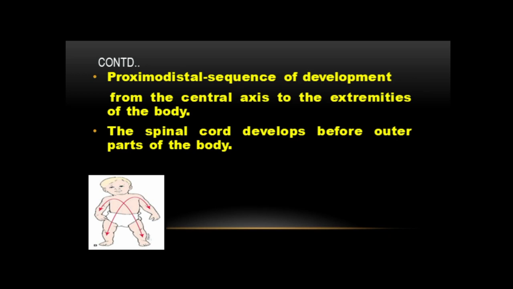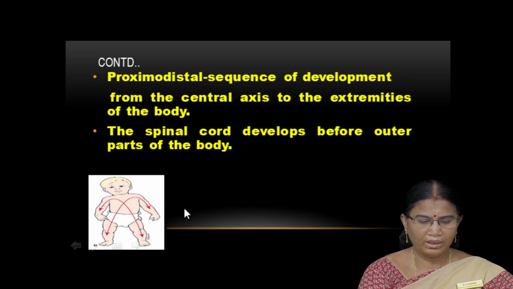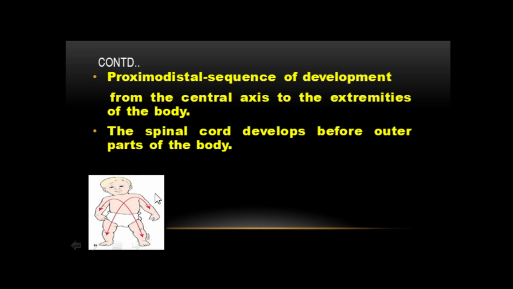The next one is proximodistal. That is the sequence of development from the central axis to the extremities of the body. That is from the trunk region to the extremities. The spinal cord, that is the trunk region, develops first, then only the outer parts develop. Actually the child gets control at the trunk region first, then the upper arms, lower arms, then only the fingers and toes. Lastly the fingers and toes develop. So that's proximodistal, that is development proceeding from the spinal cord, the central axis, to the extremities of the body. Got it?